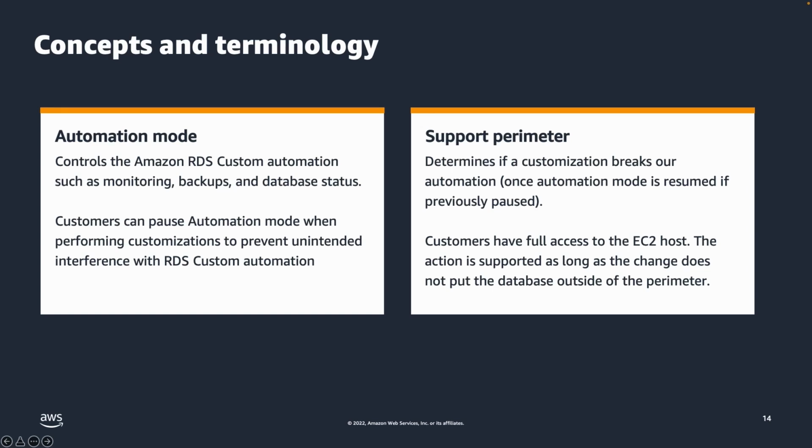Automation mode is essentially a setting that you change before applying the customization. So basically, you modify the setting from full automation to paused state and then perform the change. And once the change is completed, you can switch it back to full automation mode. On the other hand, support perimeter shows the effect of your applied changes. It basically alerts you if the applied changes break the RDS automation. And I will talk about example changes that break our automation in the next slide.